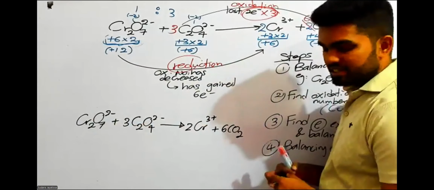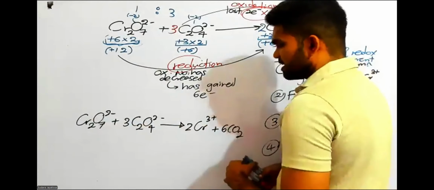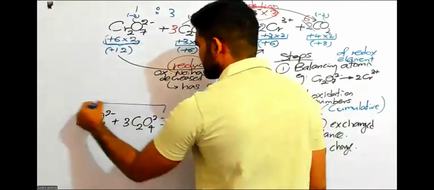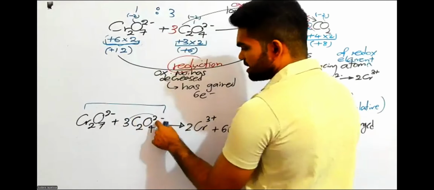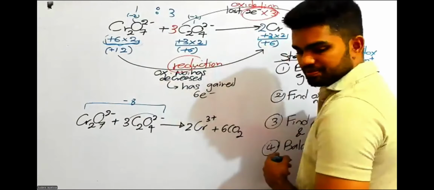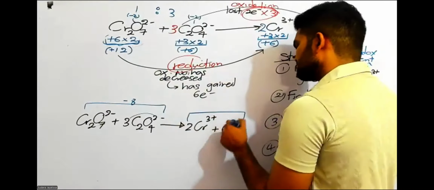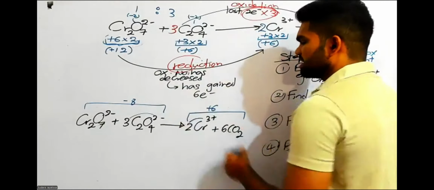So it's not fully balanced. Like I said, we need to balance the charge, right? And look at the charge on this side. What is the charge? Minus 2. And don't forget this 3. 3 into minus 2, so minus 6 and minus 2, minus 8 charge is there. And on this side, you have no charge here. 2 into 3 plus, 6 charge is there.